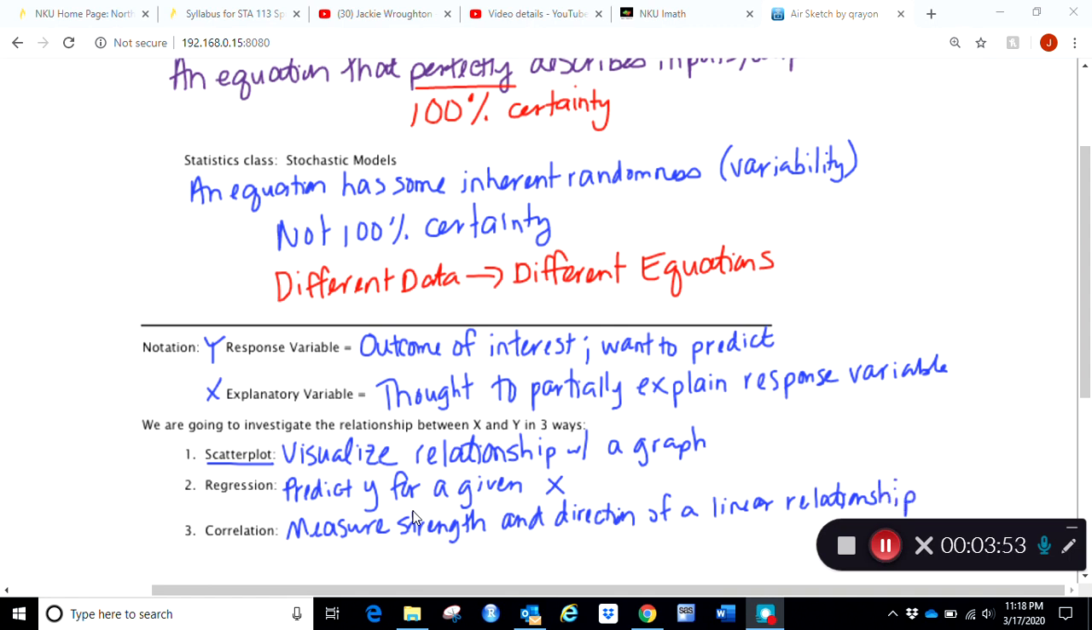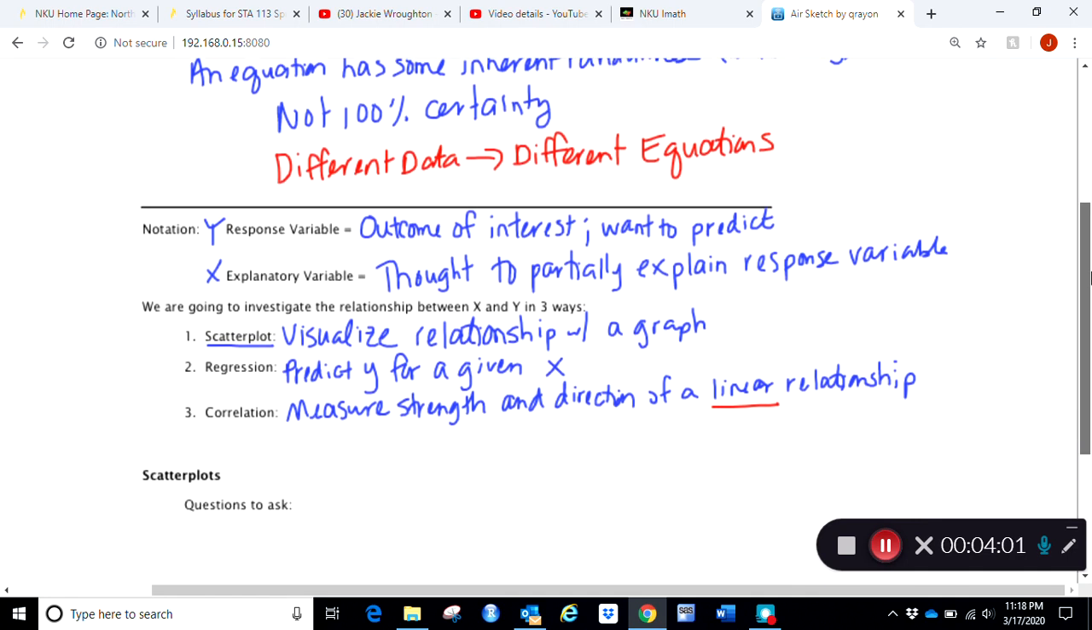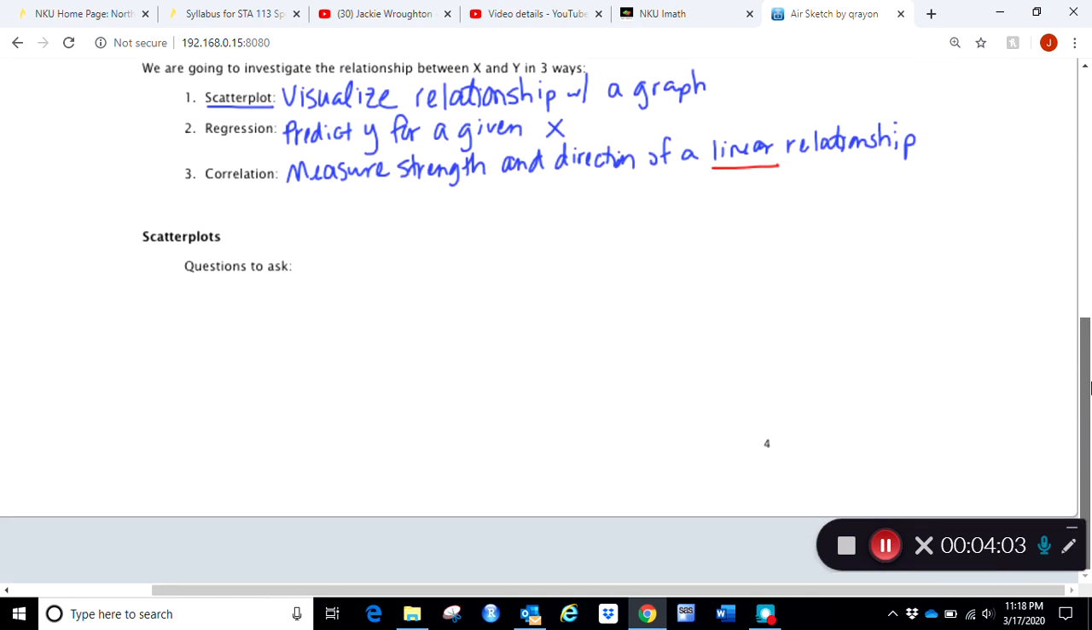Now first, let's make sure we're all familiar with what I mean when I say linear. Linear means we're talking about a straight line relationship. So we're going to go ahead and talk about scatter plots in this video. When it comes to scatter plots, there are different questions that we want to ask compared to other graphs we've looked at in the past. There are going to be four questions that I'm going to ask.